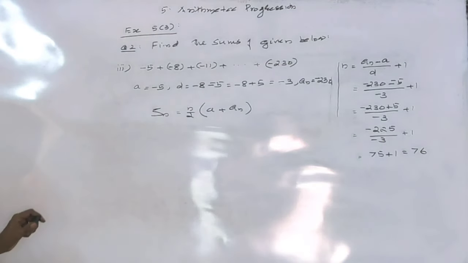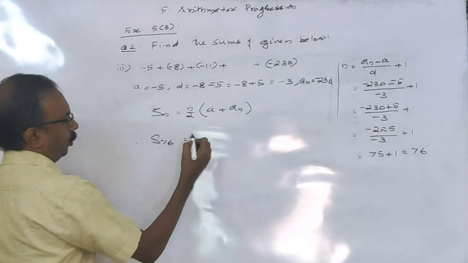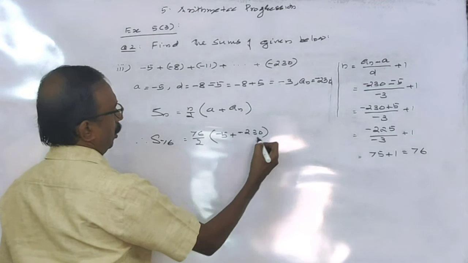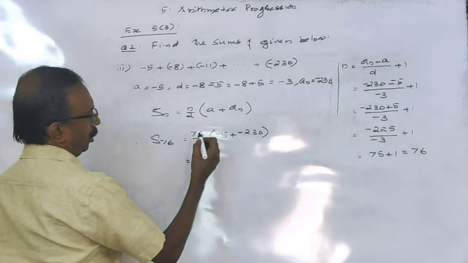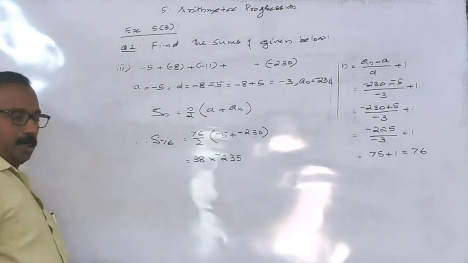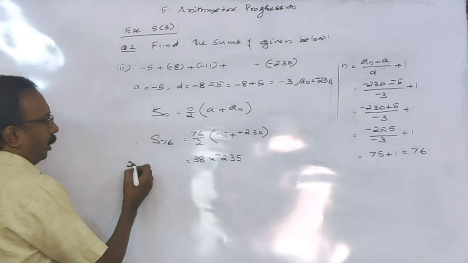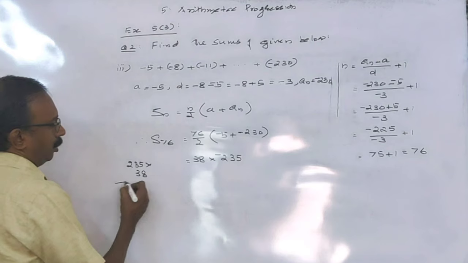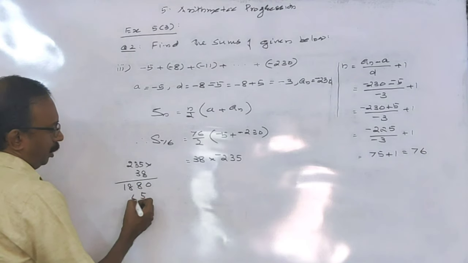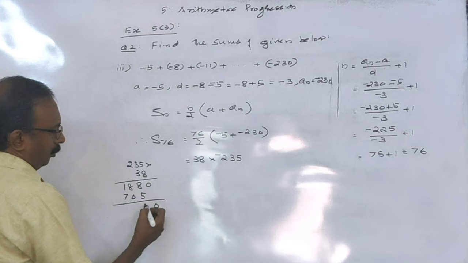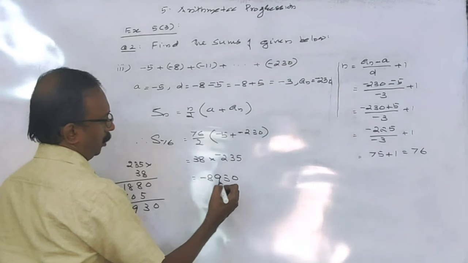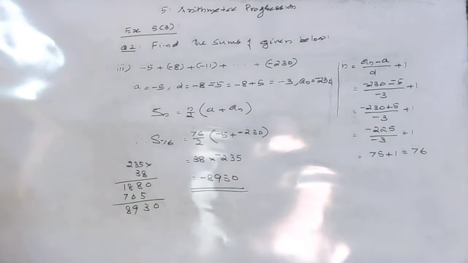n is 76. Therefore, S76 is equal to 76 by 2 into a plus an, that is minus 5 plus minus 230. That is 38 into minus 235. Isn't it? Minus 235. So 235 into 38. That is minus 8930, the sum of first 76 terms, isn't it?